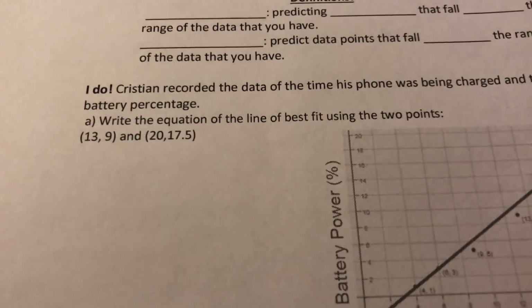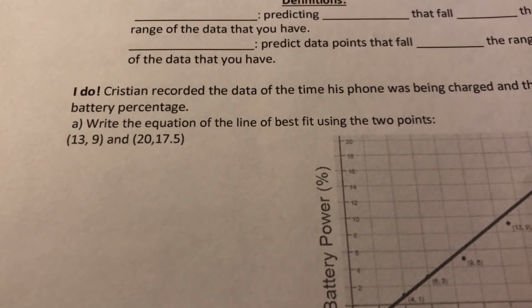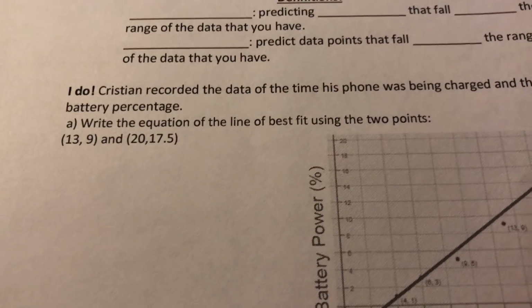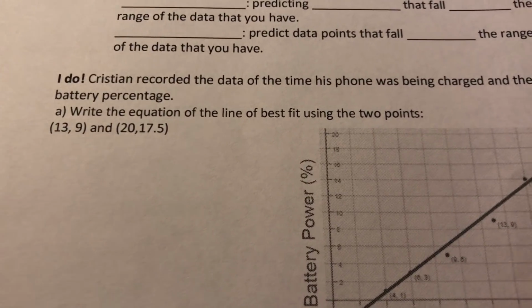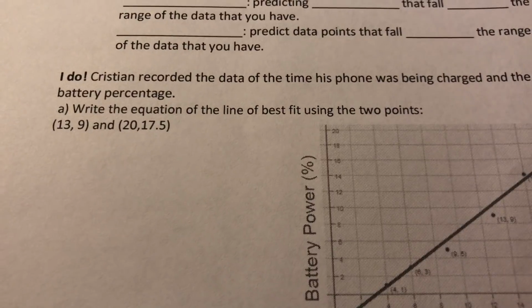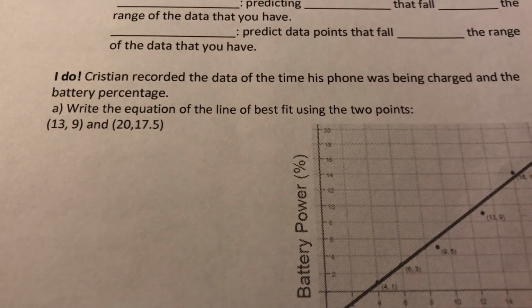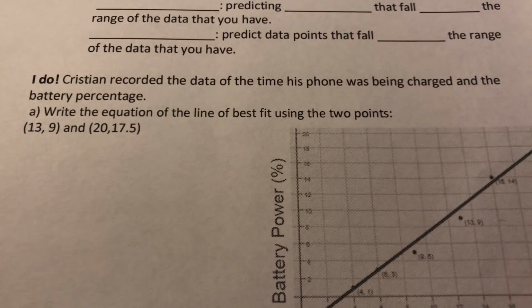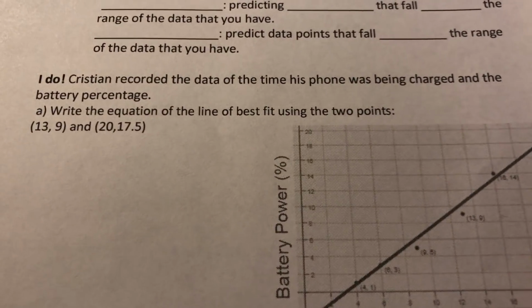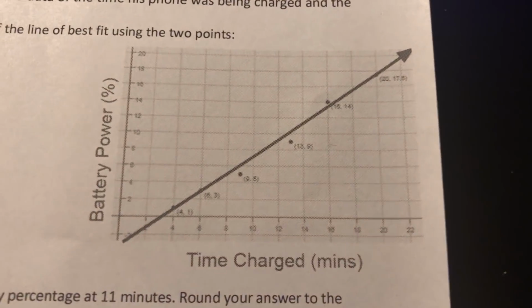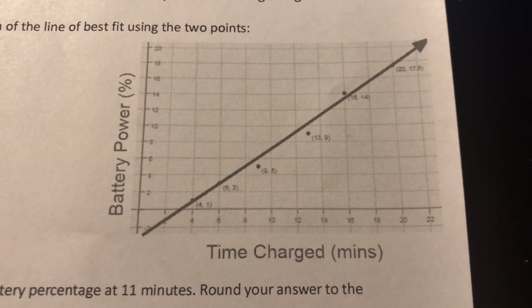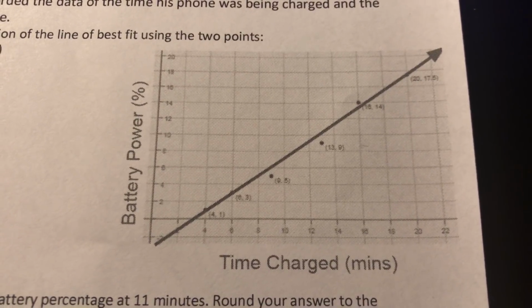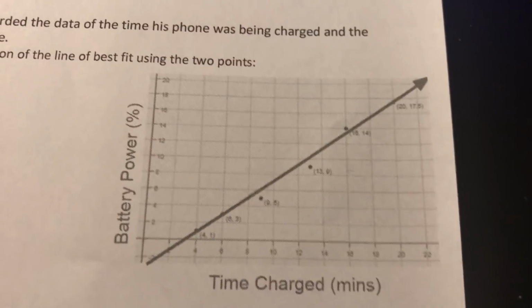Alright, beginning with our first example, this is an I do. So it's very similar to what we did on Friday on 3.10 on Best Fit Day 2, but I will review some of it. Christian recorded the data of the time his phone was being charged and the battery percentage. So here on this chart, the x-axis is time charged, and on the y-axis is battery percentage. So it looks like there's a positive correlation.